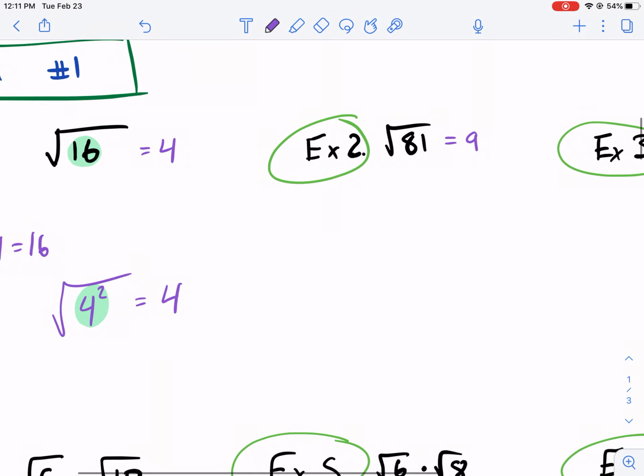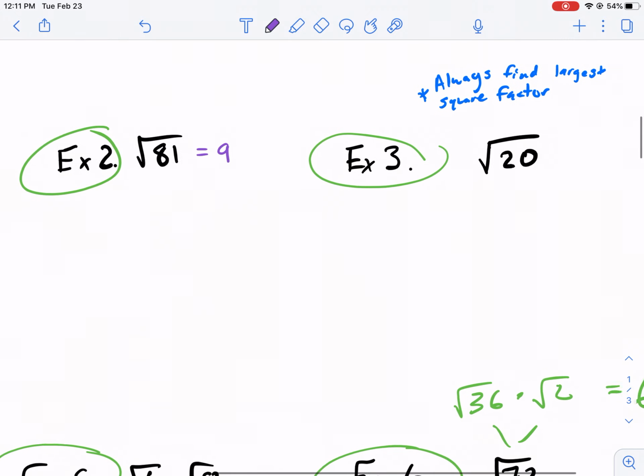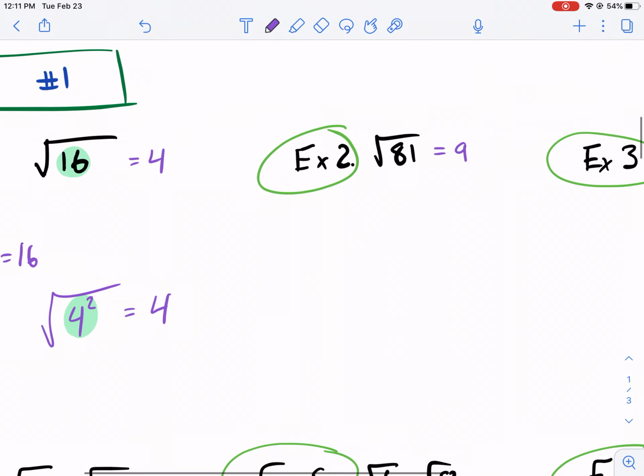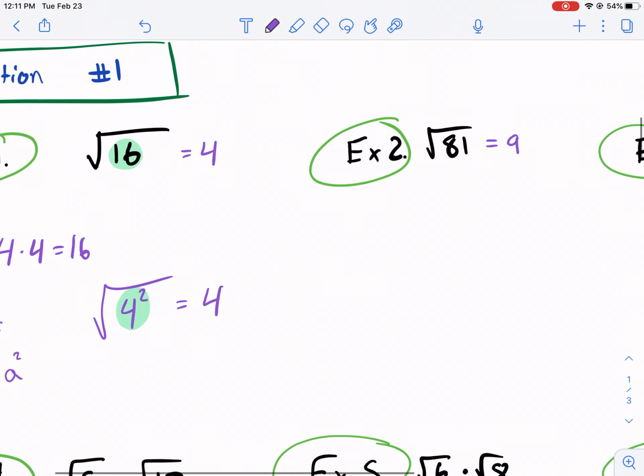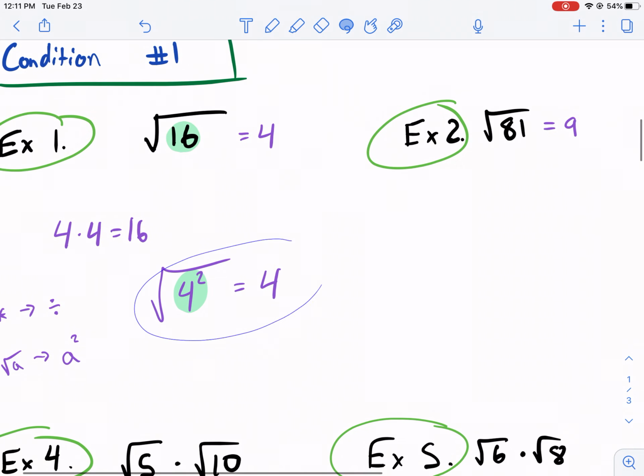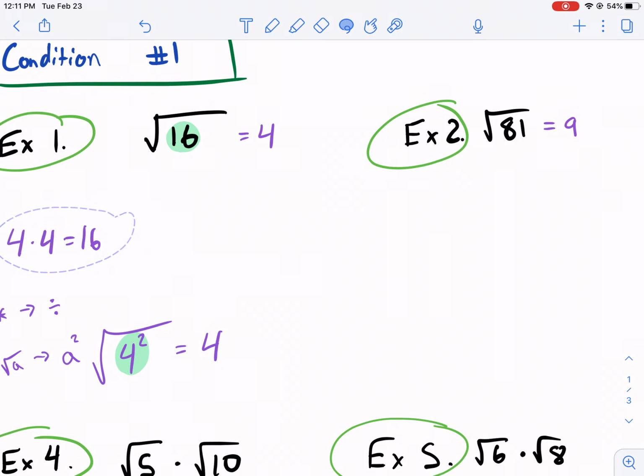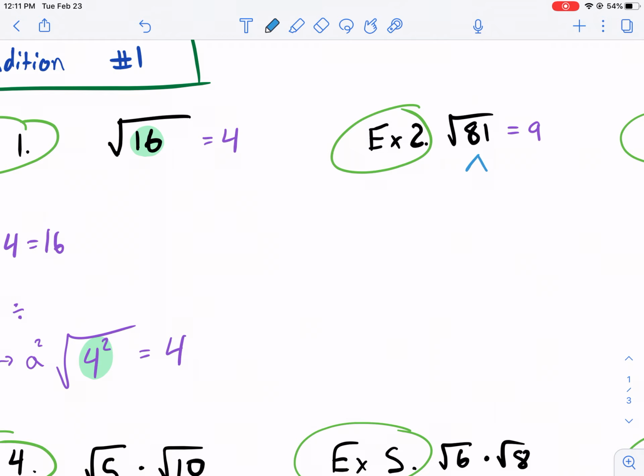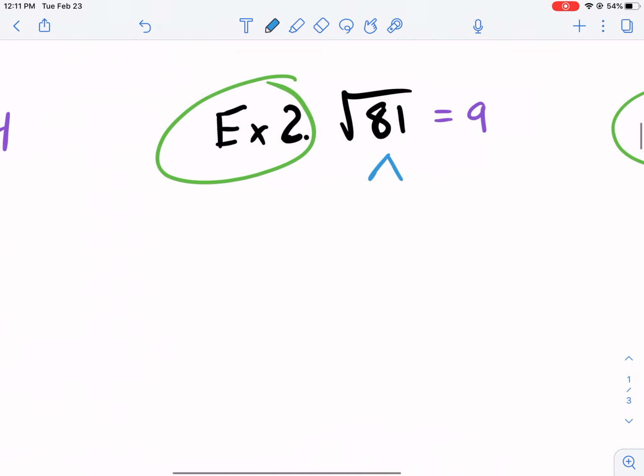Now, if we were to break this down another way, and I'm going to show you how. I'm going to do it with 16 and 81. I'll show you another way to do it. Okay, let me move this out of the way. So we'll go with 81 to start. If we're looking at 81, another way to do this problem is by using a factor tree. Okay, and I always start by doing a factor tree and breaking it down into its prime numbers.